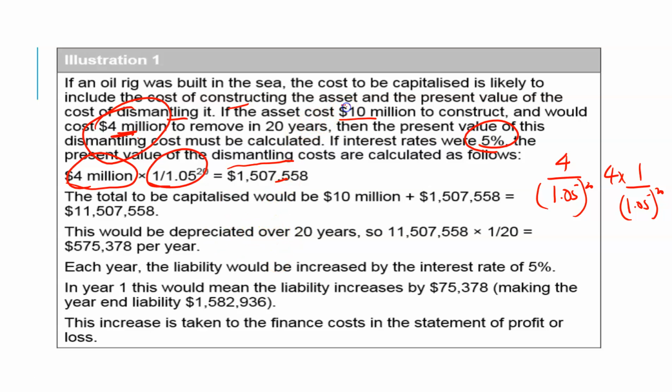So I will capitalize the full cost as we have to construct, but I will also include this initial dismantling cost and depreciate. You can see that's what they're doing there, depreciate each year. But then I would also increase the liability again, which is literally 5% of this figure here, year on year. And this increase is taken to the finance costs.